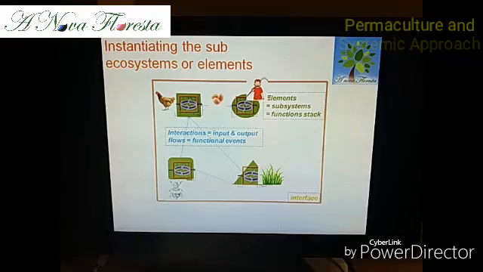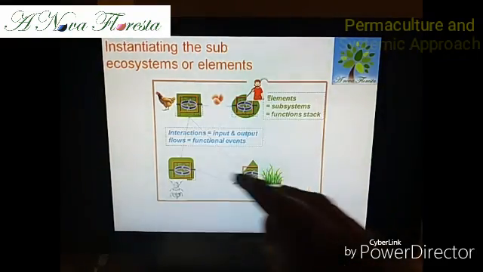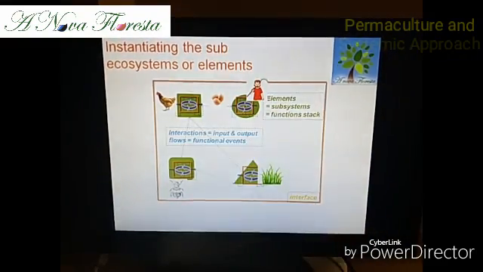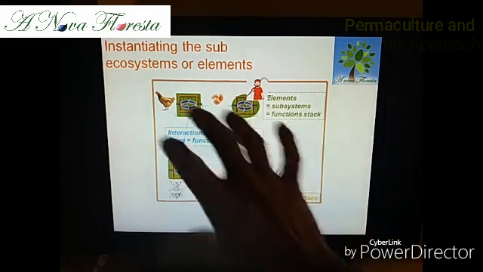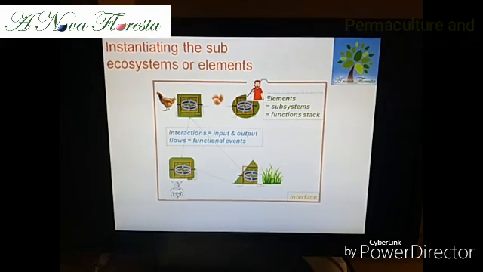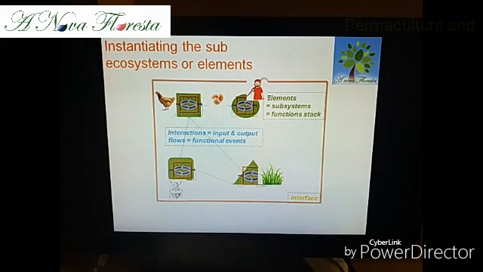So you can imagine that in a natural ecosystem, the number of interactions between the elements is really huge, and this is an easy way to modelize this structure and these interactions.